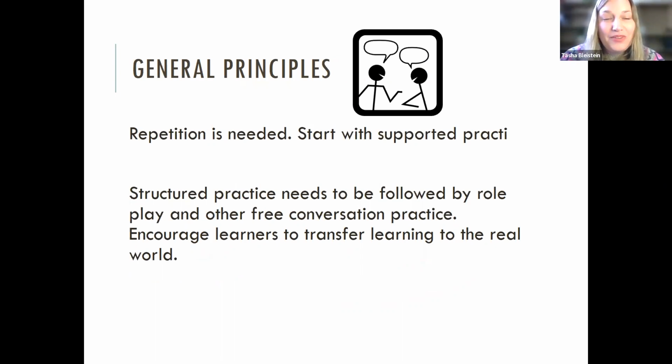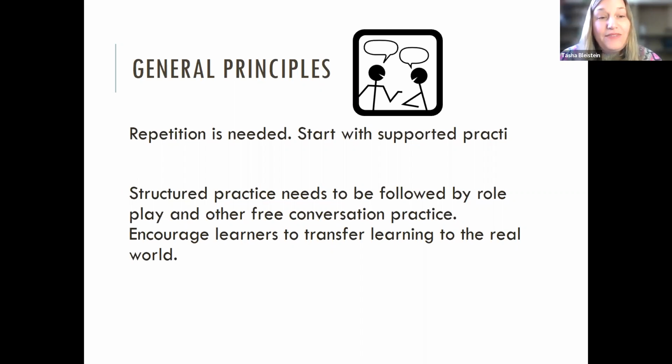So with both listening and speaking, remember that learners need a lot of repetition. So we want to start with supported practice. Looks like it stopped saving when I was writing practice there. Sorry about that. So give them a lot of support in the beginning, especially with speaking. And then later they need less structure, and they need to be able to have more free conversation. And I'll explain this as we go through the slides.